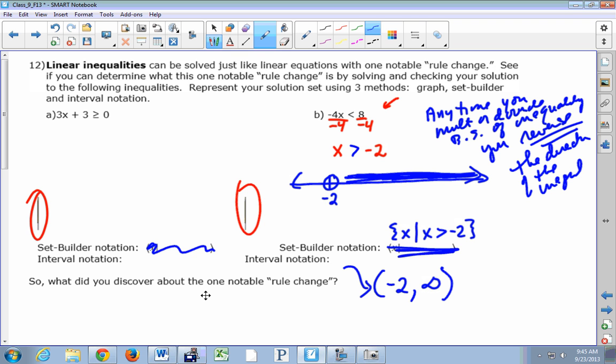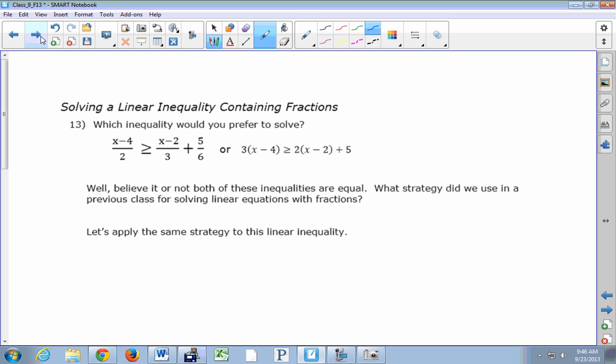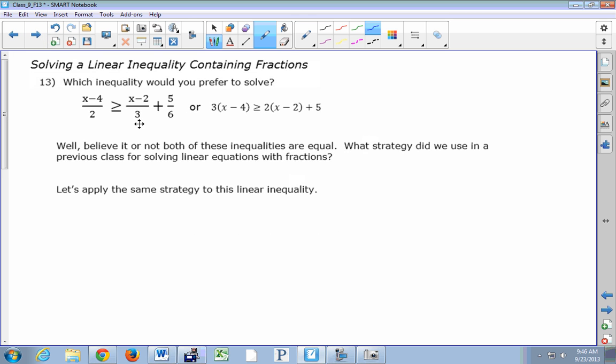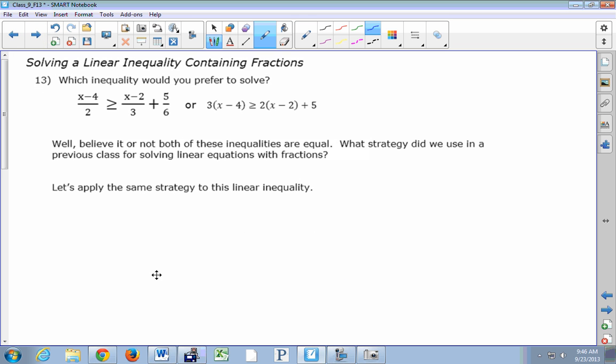Only when it's negative. You can add and subtract, and you can divide both sides by a positive or multiply both sides by a positive, and no changes. This is the only thing you ever have to remember: when it's negative and you're multiplying and dividing, right?